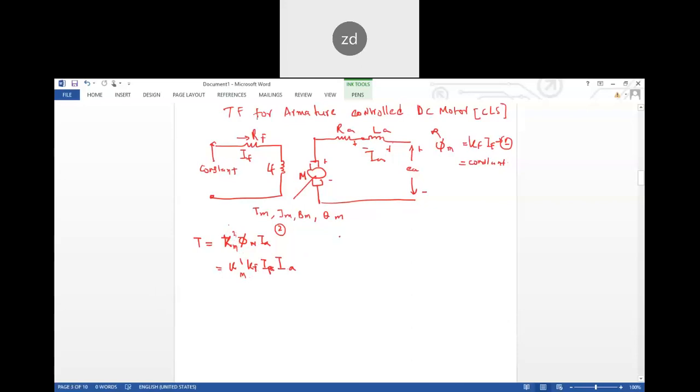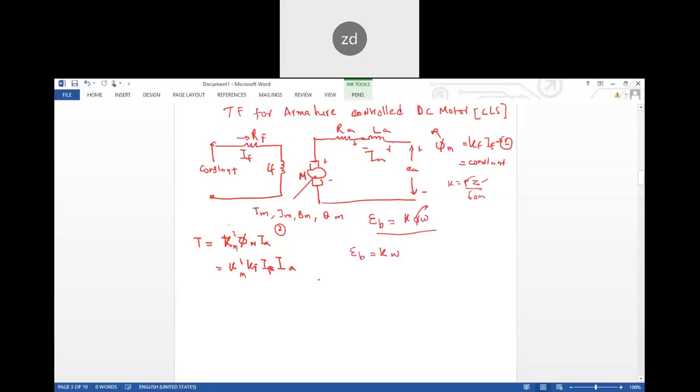Now, one important thing: in the previous lecture I told you that EB is equal to K phi omega, wherein the value of K I showed you was equal to PZ by 60A, where this was the pole, this was the denominator. We are not interested in that. Here, if you look at this equation clearly, the flux value is constant. So we can write that EB is equal to K omega, right?